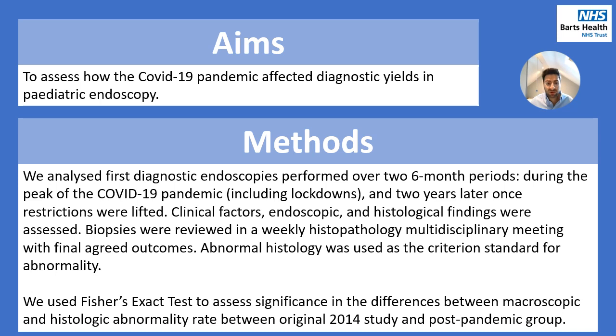We looked at all these scopes, including the clinical factors preceding the scope, endoscopic, so macroscopic findings, and histological findings. All histological findings, the biopsies, were discussed in a weekly MDT meeting with histopathology colleagues, where a final agreed outcome was reached as an MDT. We used abnormal histology as a criterion standard for abnormality, not just macroscopic abnormality.